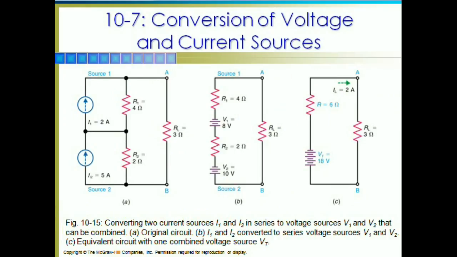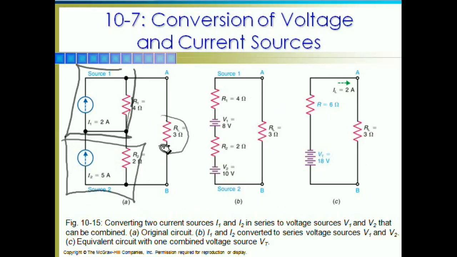Okay, in this case, we basically have two series current sources with a load out here. Not quite as easy to analyze this, but if we switch it to a voltage source conversion, we can look at 4 ohms and 2 amps. Our voltage source is 8 volts.